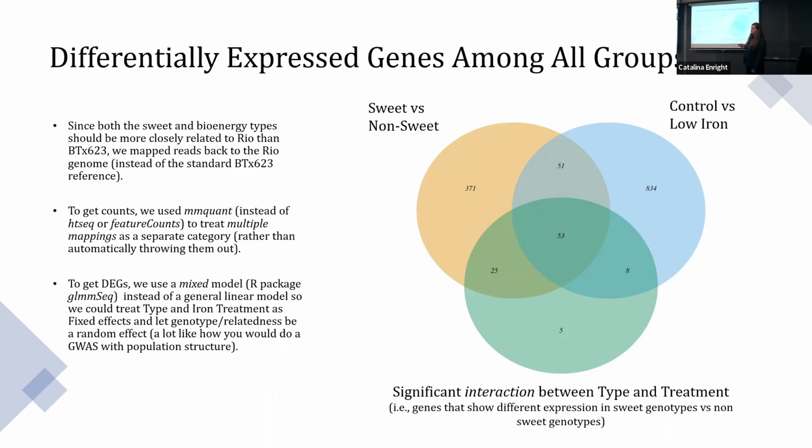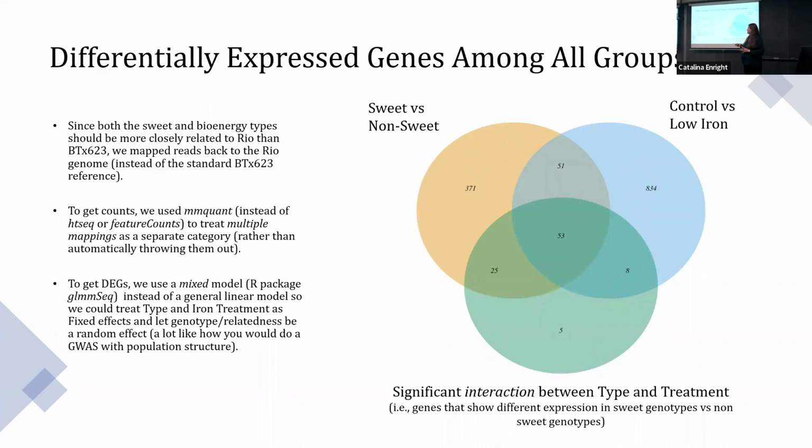You still have a fair number of things just differentially expressed between the two types, even in the control conditions. But then you do get a handful of really interesting things where there's a significant interaction. In other words, the way the different types respond to the iron deficiency is different.